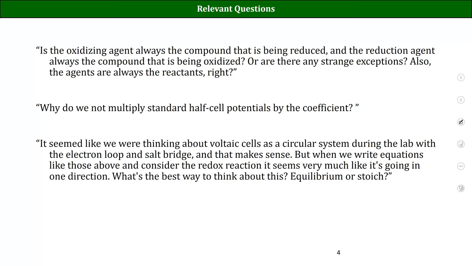And then the second question is, should we think about this in terms of equilibrium or stoichiometry? I mean, really, both. Both is good.